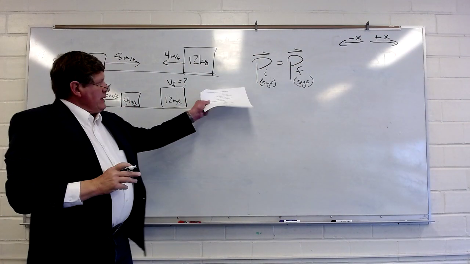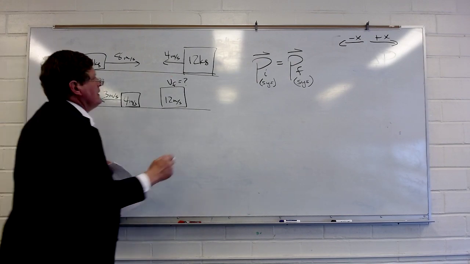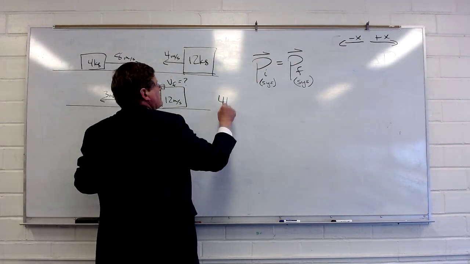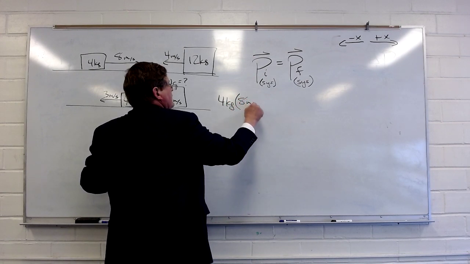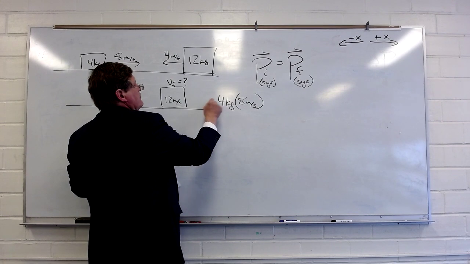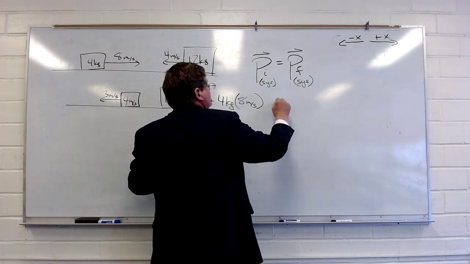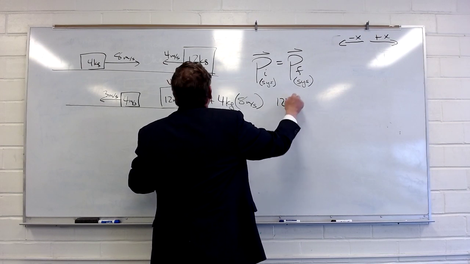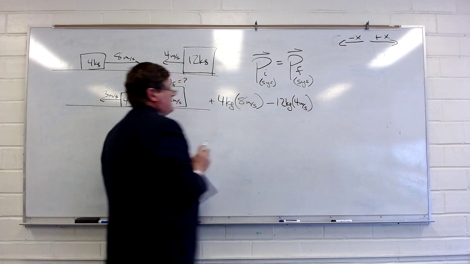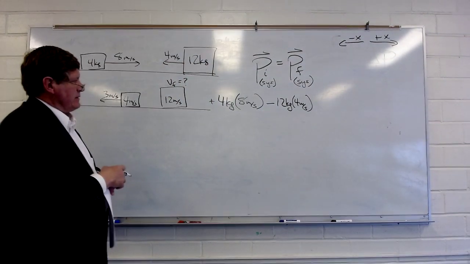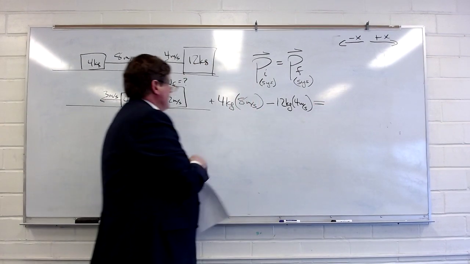Well, the initial momentum is just the momentum of this block plus the momentum of that block. I've got a 4 kilogram block moving at 8 meters per second, and it's moving to the right, so that's positive momentum. I then have a 12 kilogram block moving at 4 meters per second, and it's going to the left, so that's negative momentum.